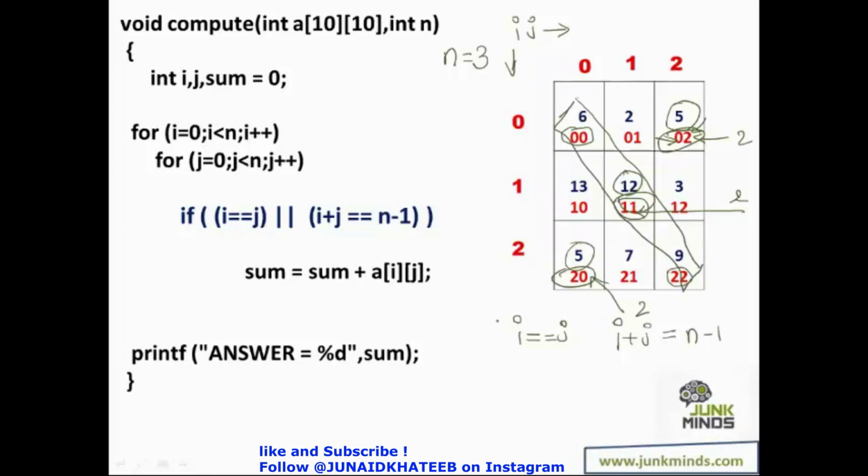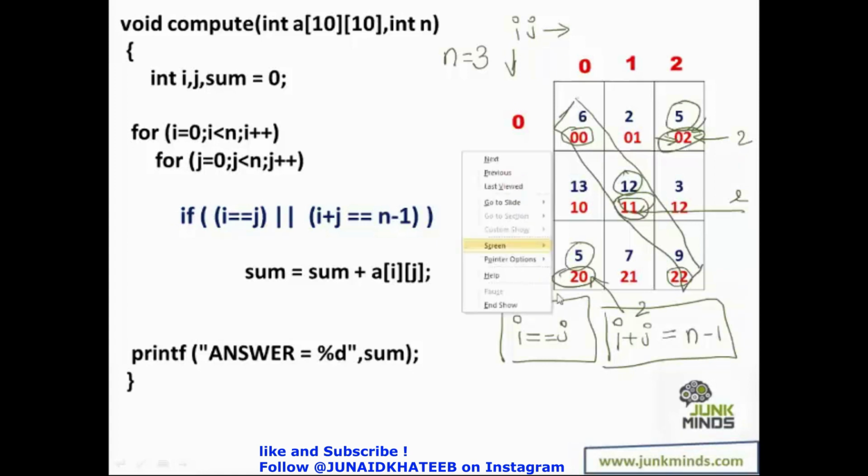So can I say that if i is the same as j, the value is on the leading diagonal? If i plus j is equal to n minus 1, that means the value is on the other diagonal. So these are the two conditions. So how exactly is my program going to go from here on?